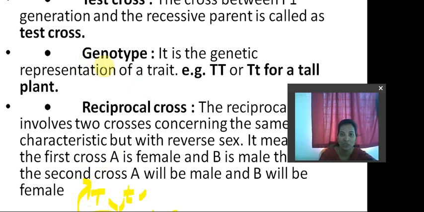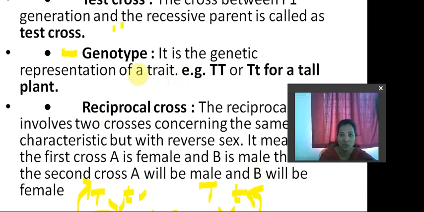Next, test cross. The cross between the F1 generation and the recessive parent is called a test cross. Recessive parent, nothing but here you got capital T and small t. This is a tall plant, right? So you are crossing with the recessive. This is a recessive character, right? So then it is called a test cross. But when you are crossing with any one of the parents, then it is called a back cross. But when you are crossing only with the recessive character, then it is called a test cross.